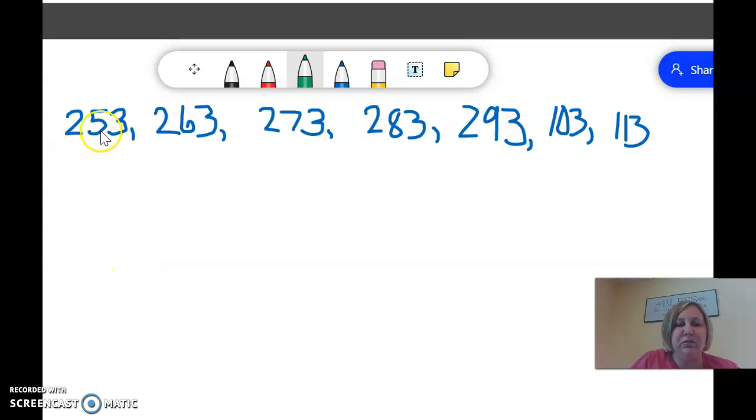All right, so I just wrote down the numbers that we skip counted by. 253, 263, 273, 283, 293, 303, 313. Now, does anybody notice a pattern with these numbers? Do you see anything that looks the same in all those numbers? You do. The digit 3 is in all of those numbers. What place value is that 3 in? That's right, it's in the ones place value.